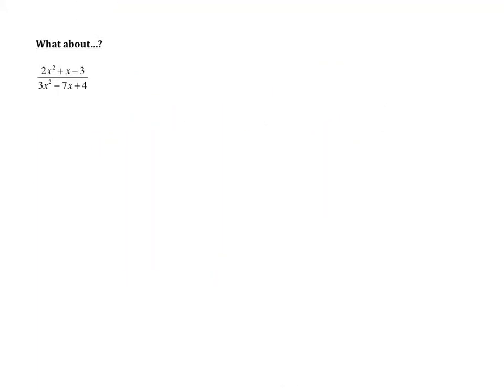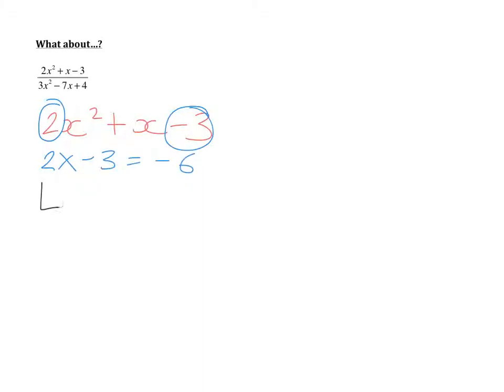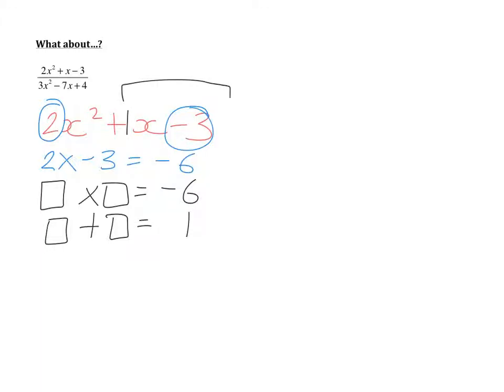Our last example looks like this. 2x squared plus x minus 3 over 3x squared minus 7x plus 4. This involves factorising slightly harder quadratics, which is what we need to do first. So we're going to start by factorising 2x squared plus x minus 3. Start by multiplying this number here by this number here. So 2 multiplied by negative 3 equals negative 6. We then need to find two numbers that multiply together to give us this negative 6 and which add together to give us the 1 from here. There's only one pair of numbers that will do this, and it is negative 2 and 3.